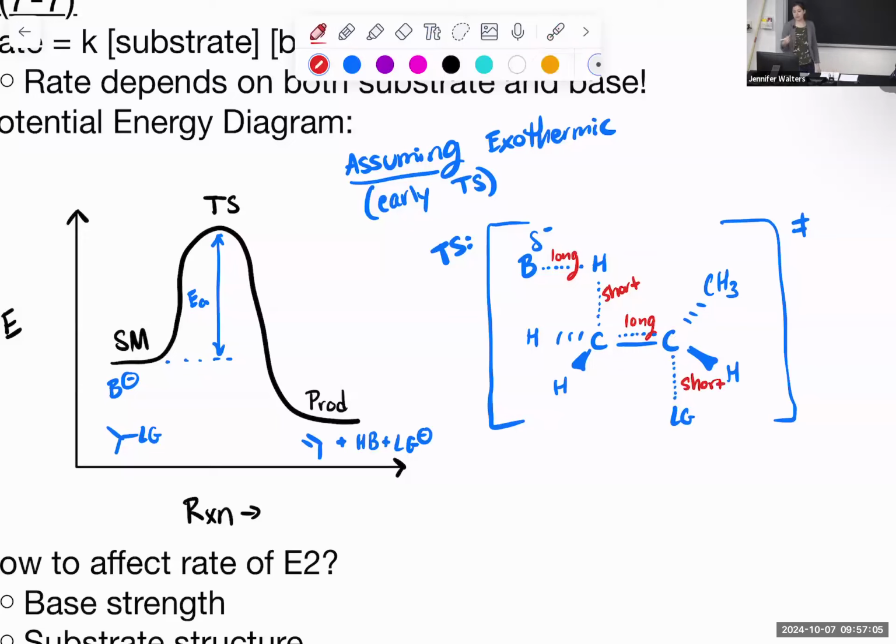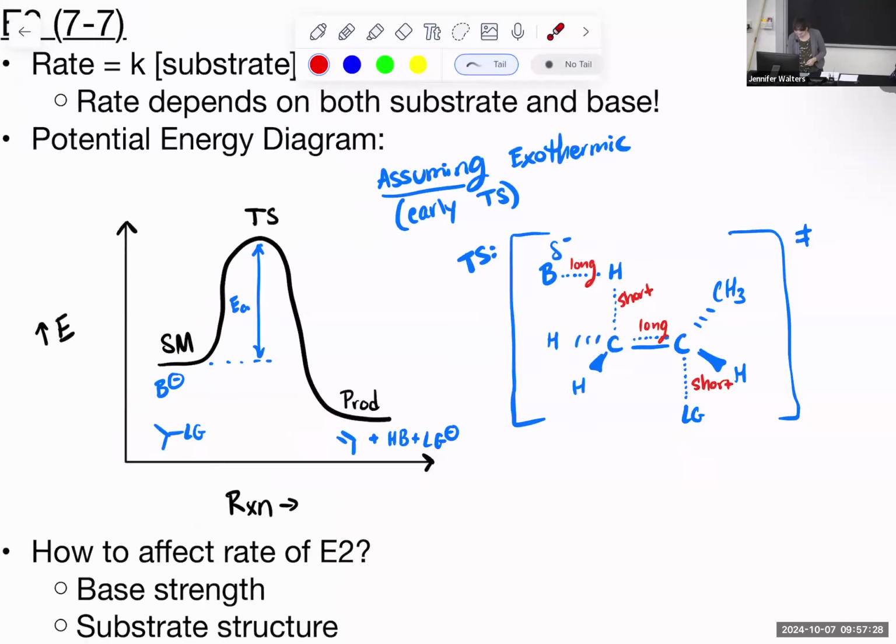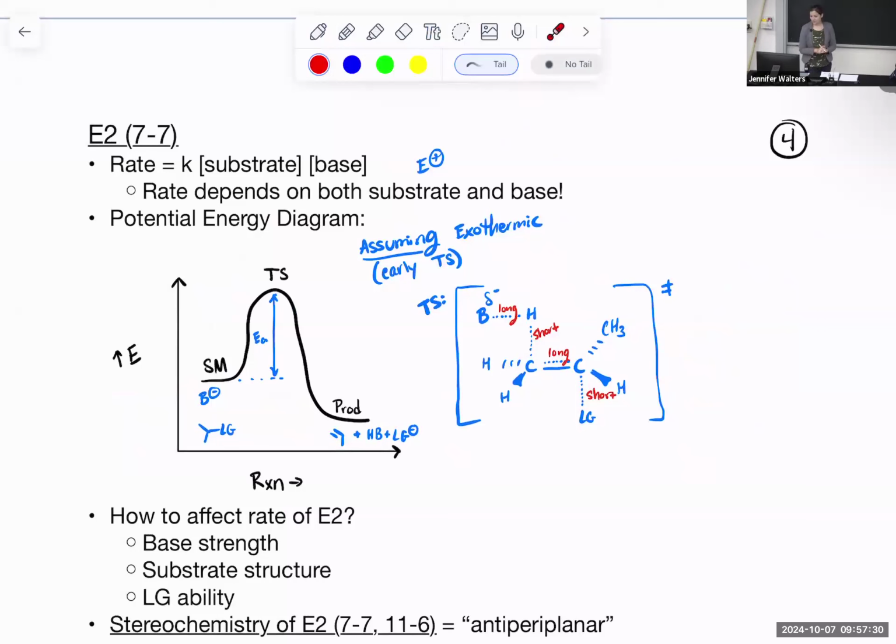If we were endothermic, all of these would have flipped. Our long and short labels flip, and the partial negative would have been over here. If you were endothermic, that's a partial negative, because now you would have to look more like the products, right? So it's because we're assuming exothermic that's telling us that our products need to look like that. All right. Any questions about predicting that transition state for E2?